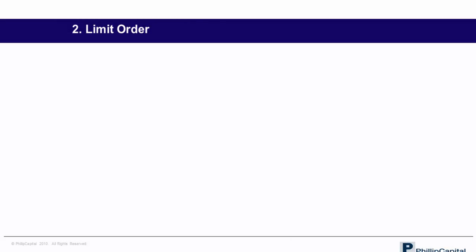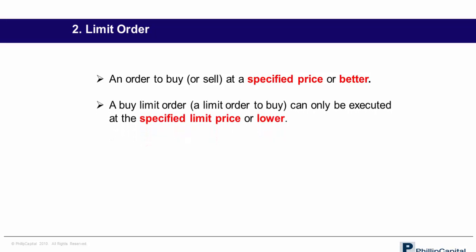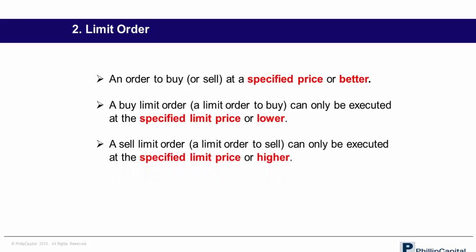Moving on to the limit order. A limit order is an order to buy or sell at a specific price or better. A buy limit usually is executed at a specified limit price or lower. A sell limit, however, can only be executed at a specific limit price or higher.